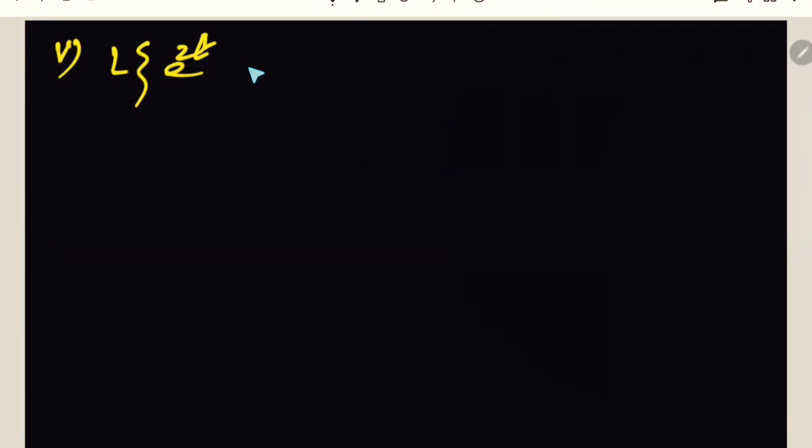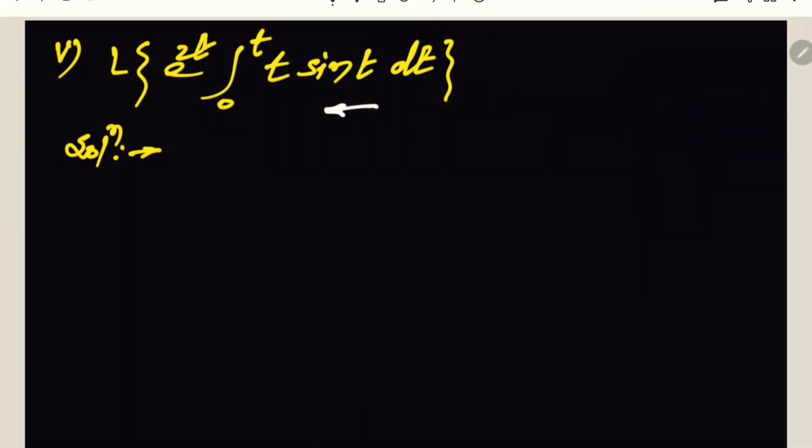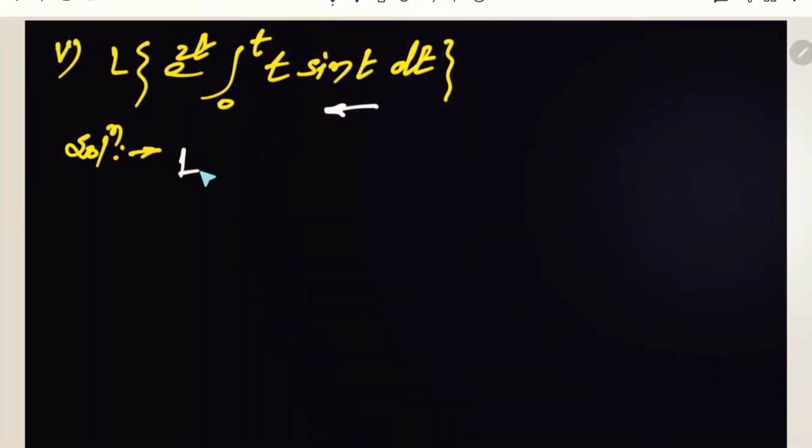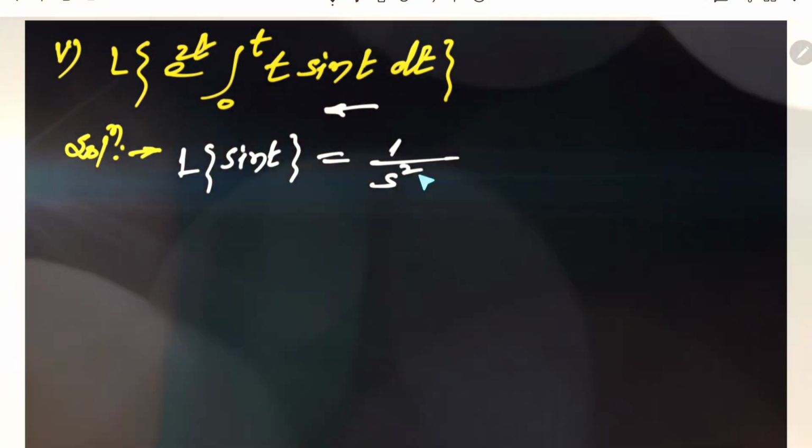Fifth, find Laplace of e raised to 2t into integration from 0 to t of t sin t with respect to t. Again, we go from right to left direction, means first find Laplace of sin t, then multiplication by t, then Laplace of integral, and finally first shifting theorem. Therefore, Laplace of sin t is 1 by s square plus 1, f bar of s.